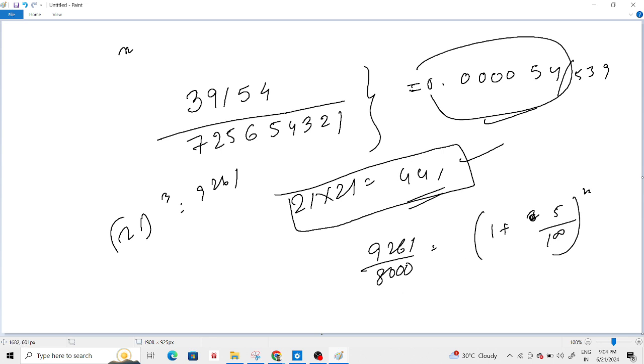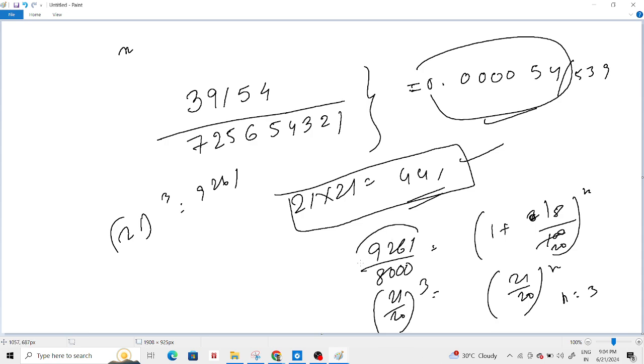Now see, if I cut it, I'll get 21 by 20 to the power n, and this one, just from a glance I can say, is 20 by 20 cube, so n equals 3. I have done this so many times that I remember 21 cube is 9261. 36 square is 1296. I am not applying any shortcut, I just remember.